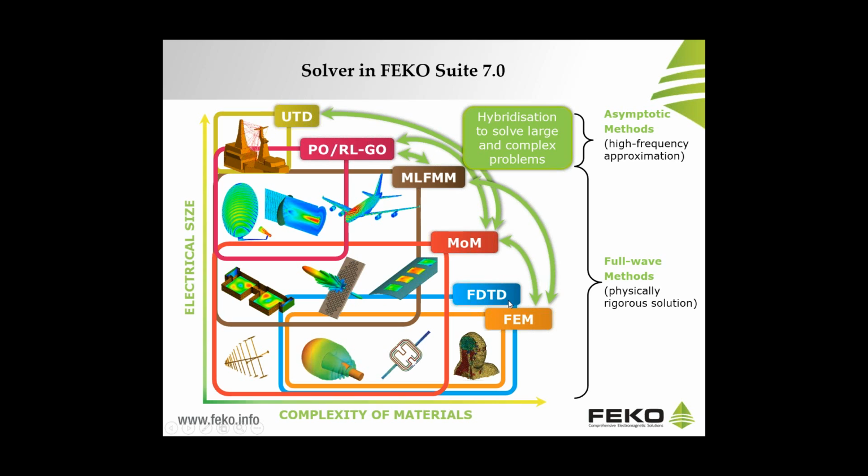Today we are introducing FDTD, and we have indicated this here with this blue rectangle for the analysis of problems involving complex materials like homogeneous dielectrics, and for problems which are not very big in terms of the electrical size. And on the other hand, we are introducing the hybridization between MLFMM and PO, and this is the reason why we have added here this green arrow. And this is, as you will see today, especially suitable for the analysis of very large structures.